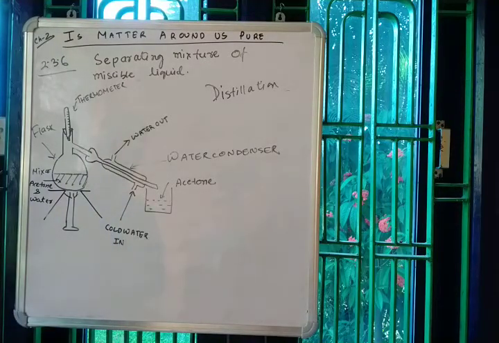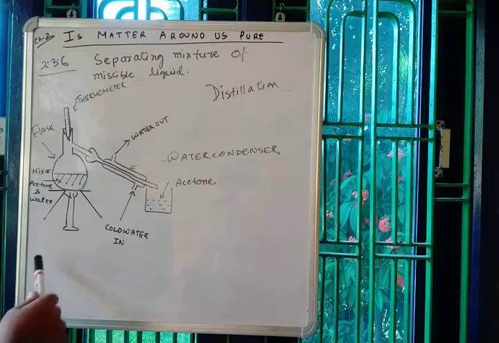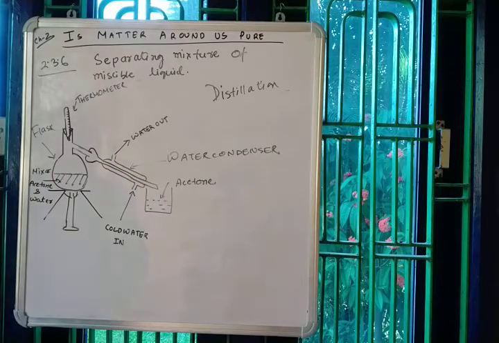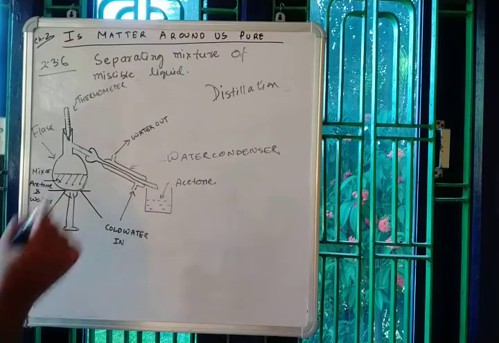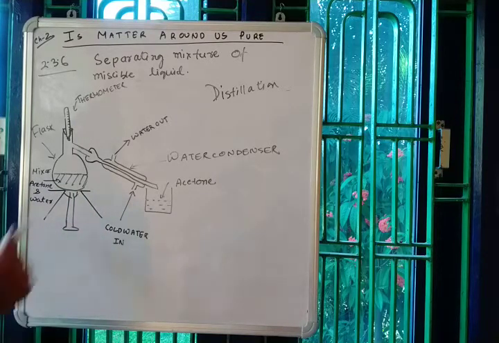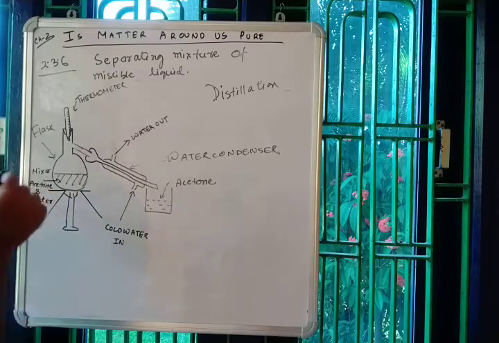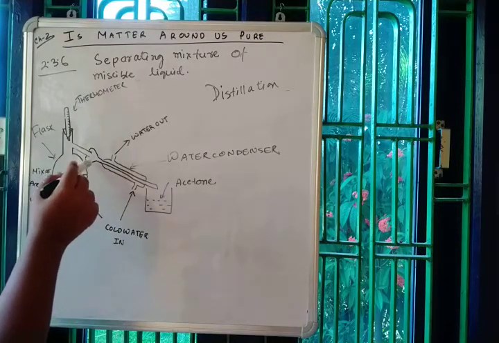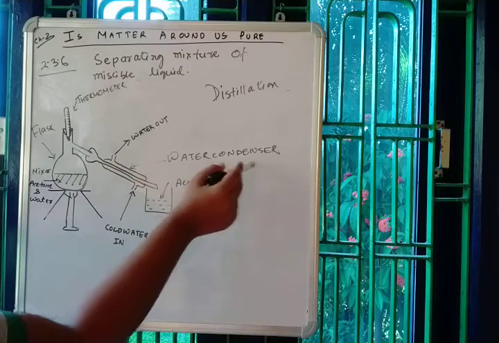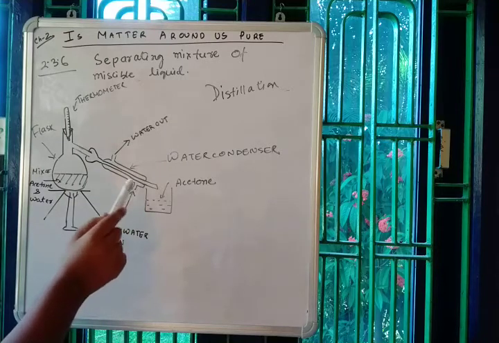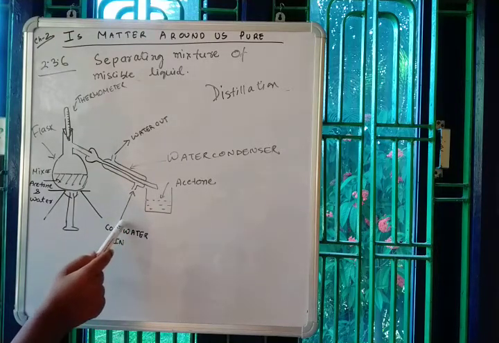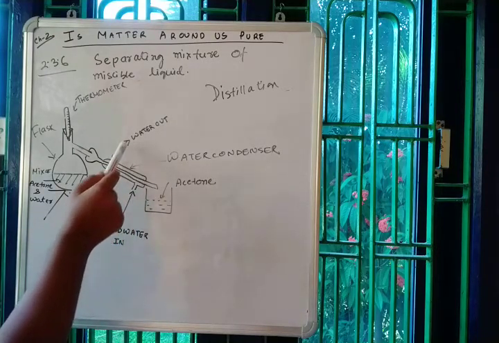Try to understand the setup, although it is already given in your book. Try to understand what is happening here. So this is the tripod stand and there is a wire gauze. This is the burner. Above the wire gauze there is a distillation flask, and this distillation flask is connected to a water condenser, and this water condenser has two outlets. One is this inlet through which cold water will come in, and this is the outlet through which the water will go out.